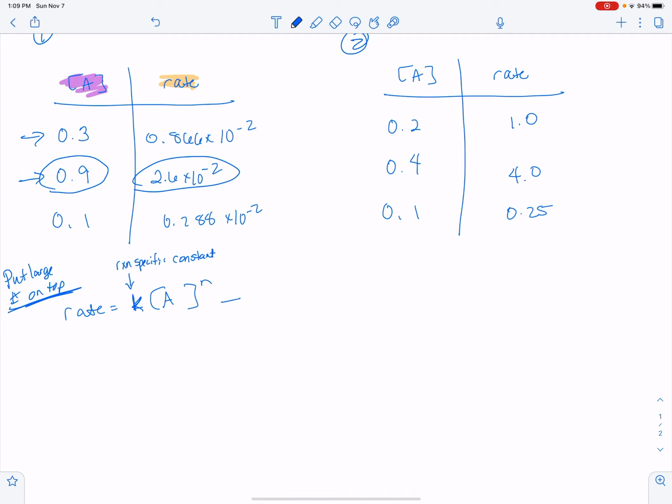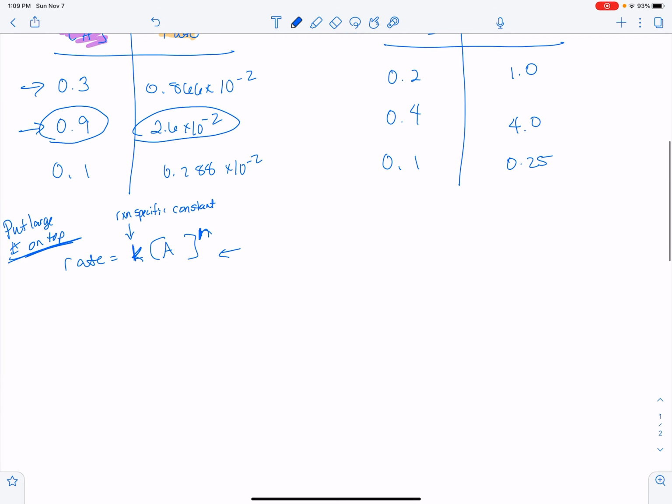So if this is the rate law for one of the reactions, when we want to figure out the exponent, we're just going to set one rate equal to the other. You just say 2.6 times 10 to the minus 2, and you're going to see me filling all of this in, K, 0.9 raised to the n. That's the rate for reaction 2. Now I'm going to put reaction 1 in there. I just randomly picked that one. So here's reaction 1, 0.866 times 10 to the minus 2.